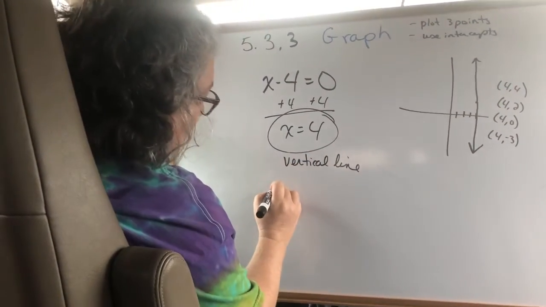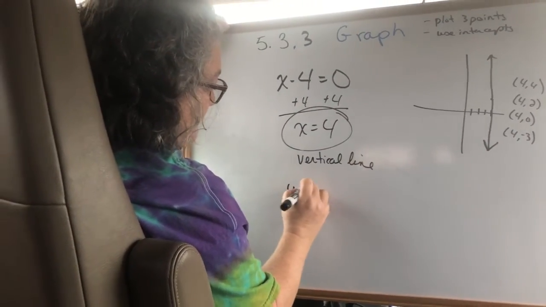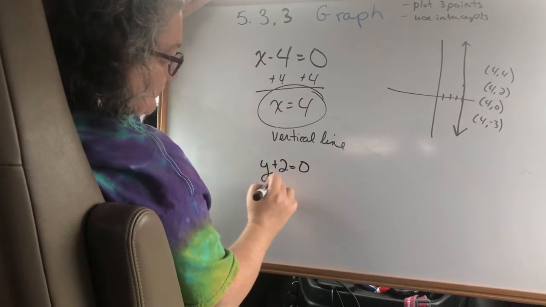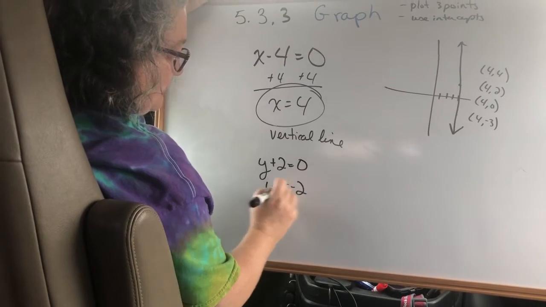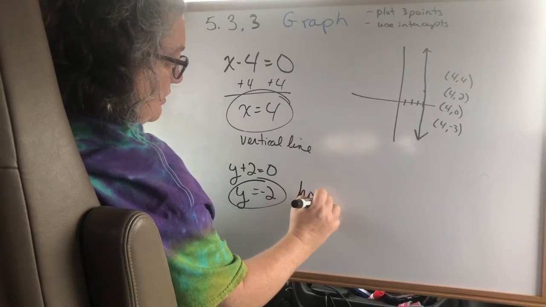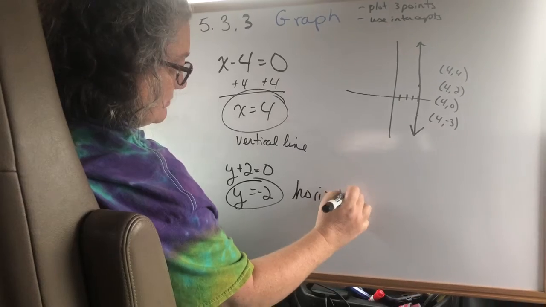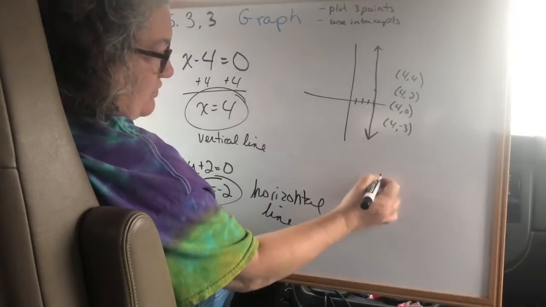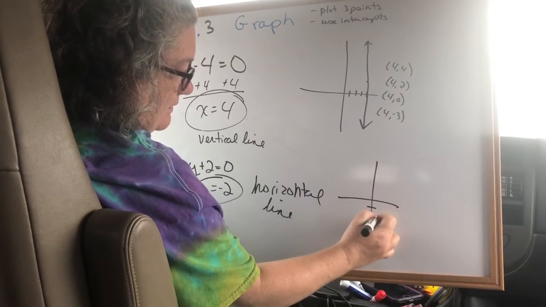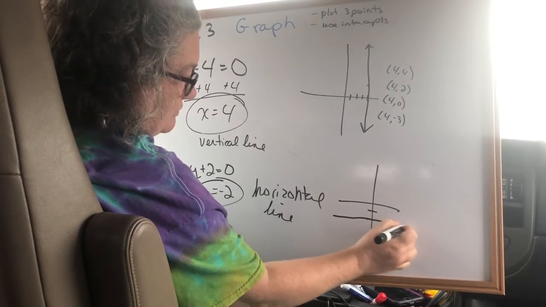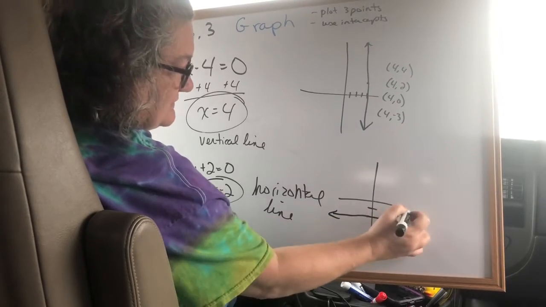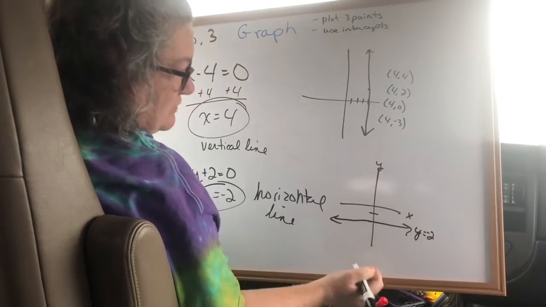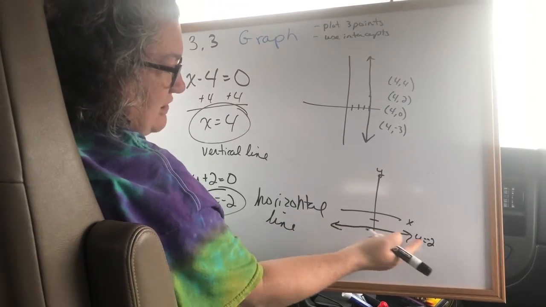Now on the other hand, we could have something where it is y plus 2 equals 0. So if we solve this one, we'd have y equals negative 2, and this would be a horizontal line where all the y's are negative 2. So if I graph it over here, here's my negative 2 line, and all these values, this is x, this is y, and here's my y equals negative 2 line. All my y values on here are going to be negative 2.